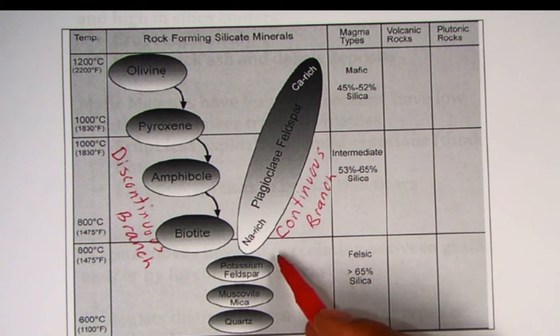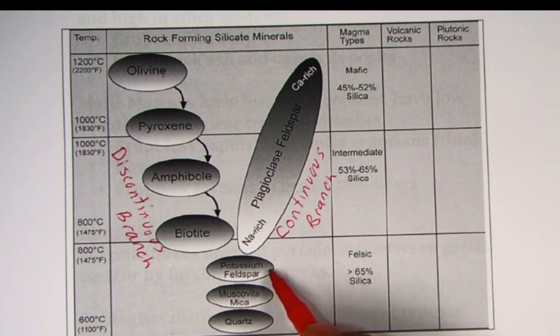And then note that as we get to even lower temperatures, we start forming potassium feldspar, muscovite mica, and finally the last thing to form is quartz, right?